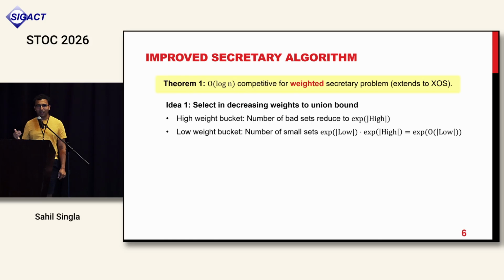So basically, if you go in decreasing order, if I'm looking at high weight elements, the number of high weight elements is smaller, and the low weight elements are anyway not interfering. That's why the union bounds can be made to work.